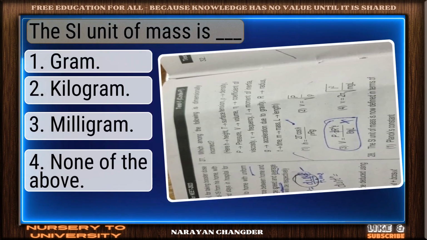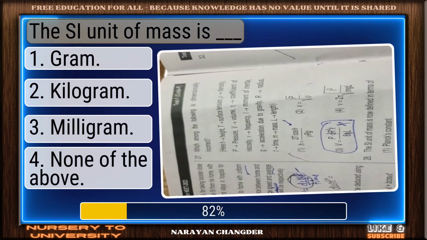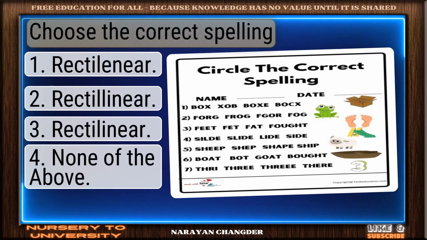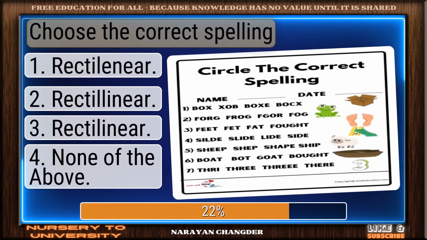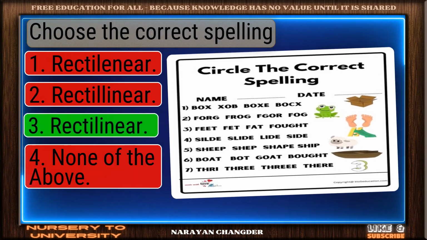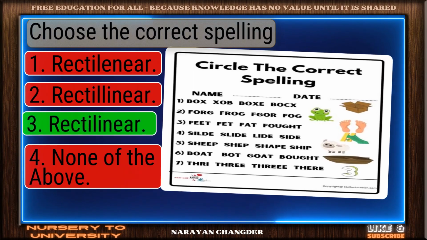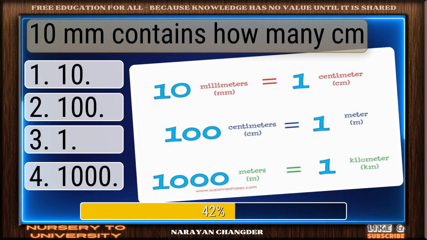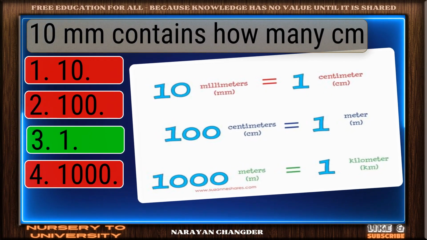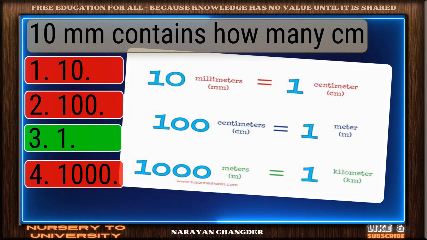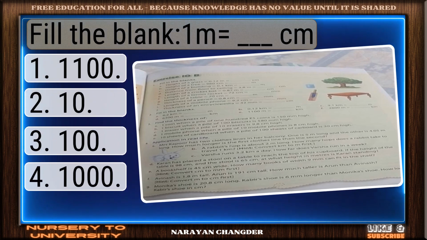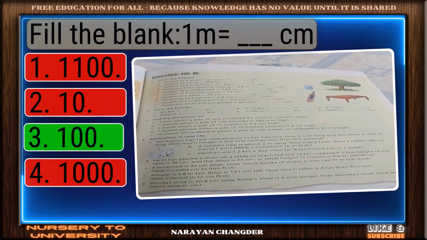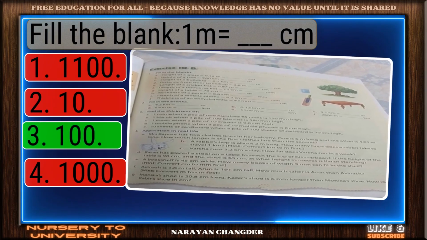The SI unit of mass is dash. Perfect. Kilogram is the correct choice. Choose the correct spelling. Sharp thinking. Rectilinear is the right choice. 10 mm contains how many cm? Clear logic. Your choice 1 is sound and 100% true. Fill the blank: 1 m equal to dash cm. Nice work. You chose 100 and it is correct.